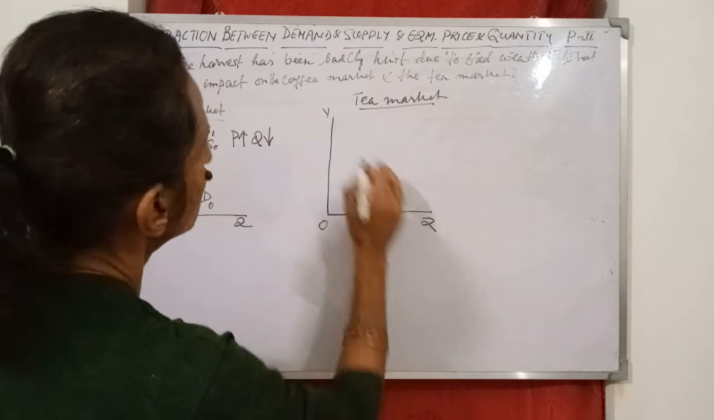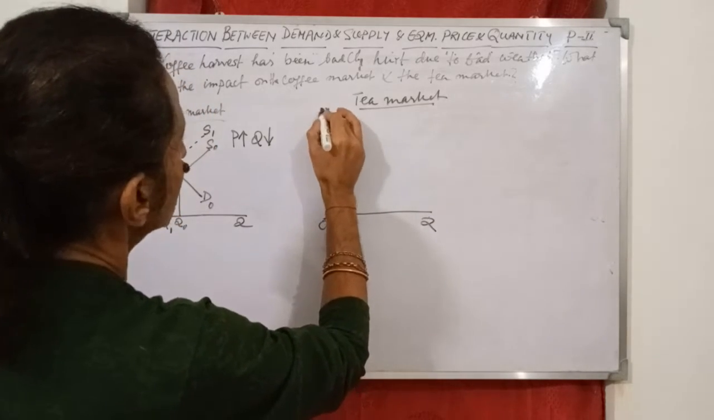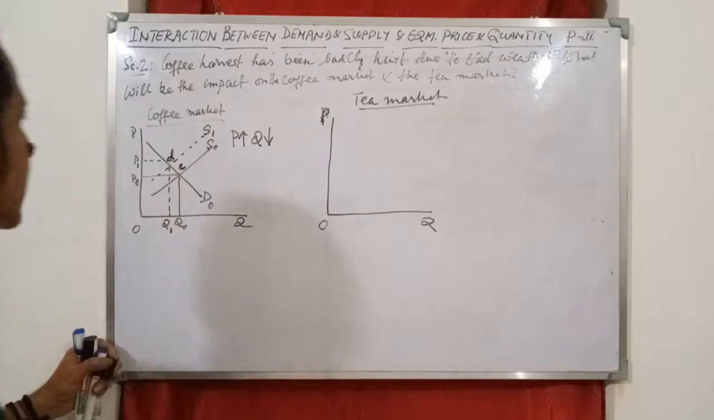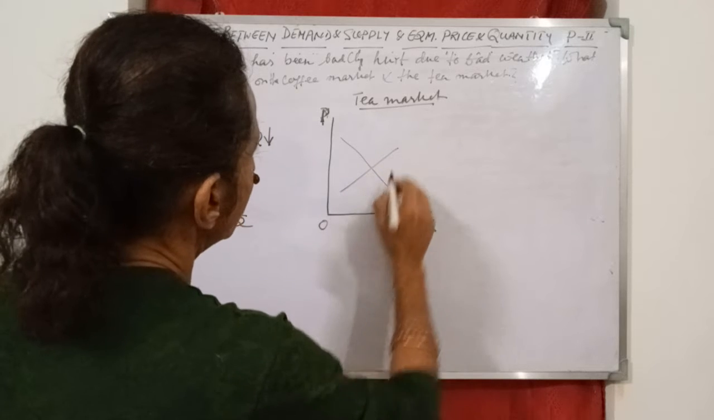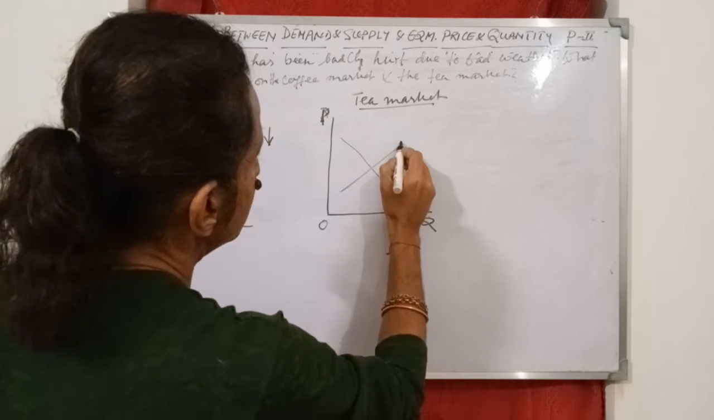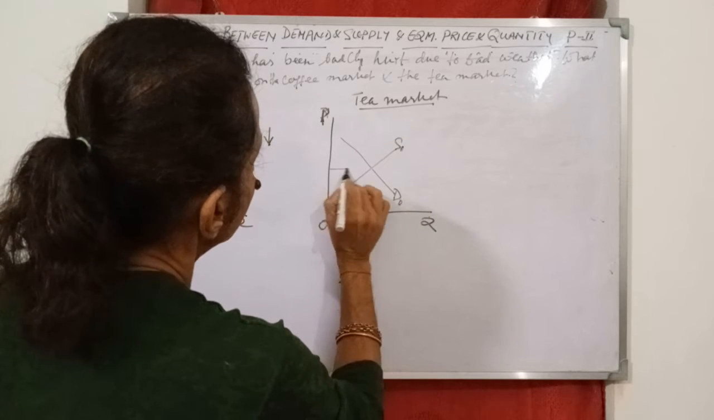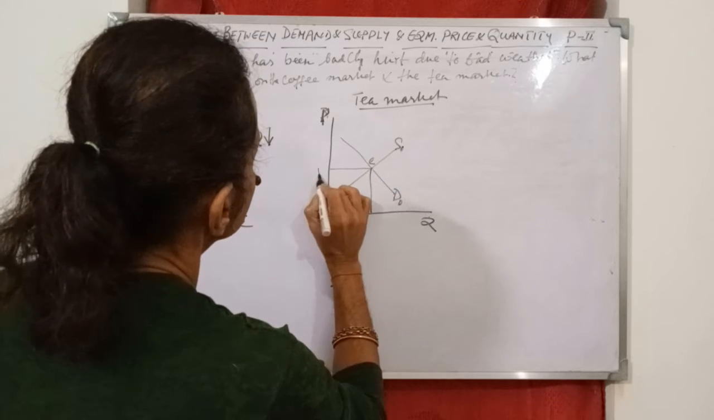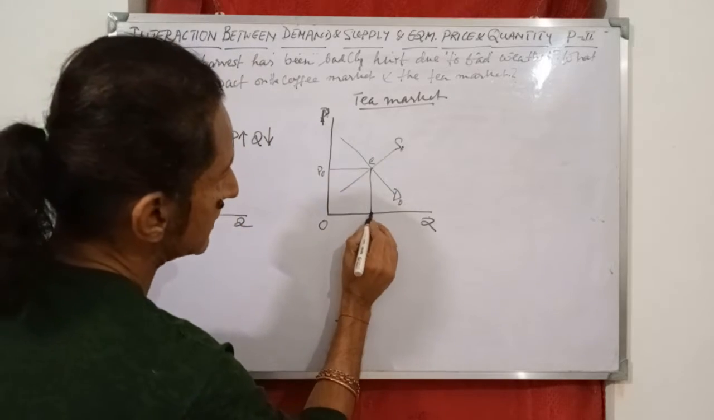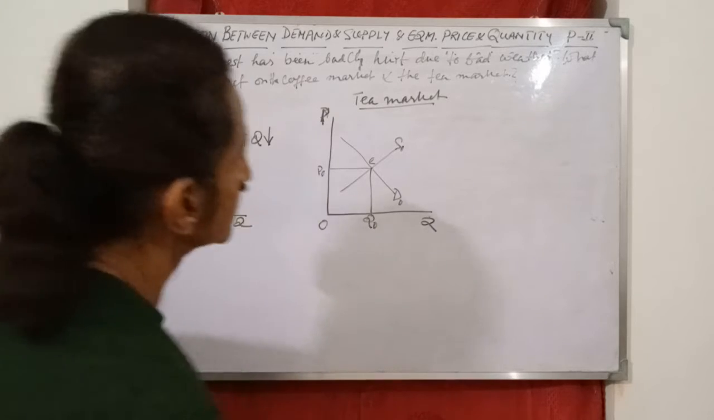Sorry, Q and P. On the x-axis we measure quantity and on the y-axis we measure price. Let these be the demand curve and supply curve respectively, D sub 0 and S sub 0, and both intersect, say, at point E. So P sub 0 is the equilibrium price and Q sub 0 is the equilibrium quantity.